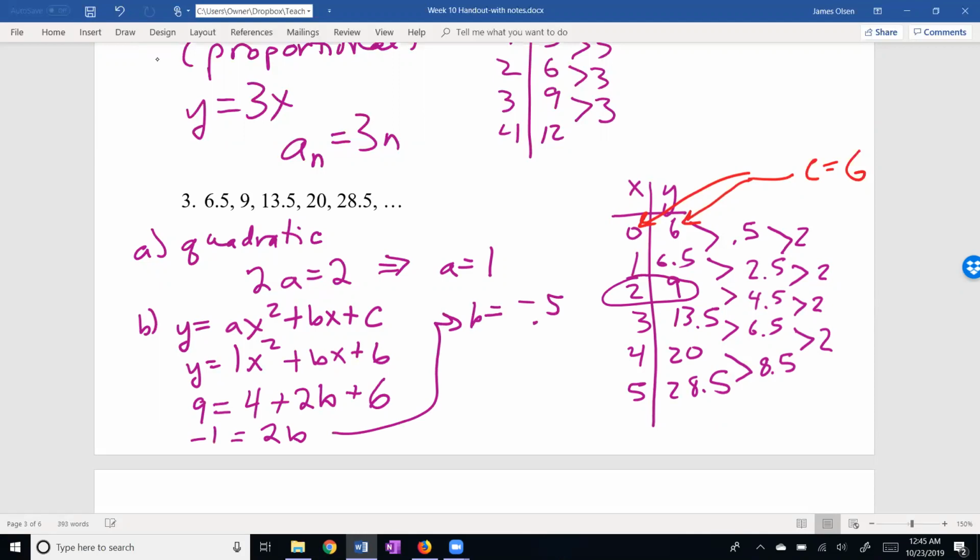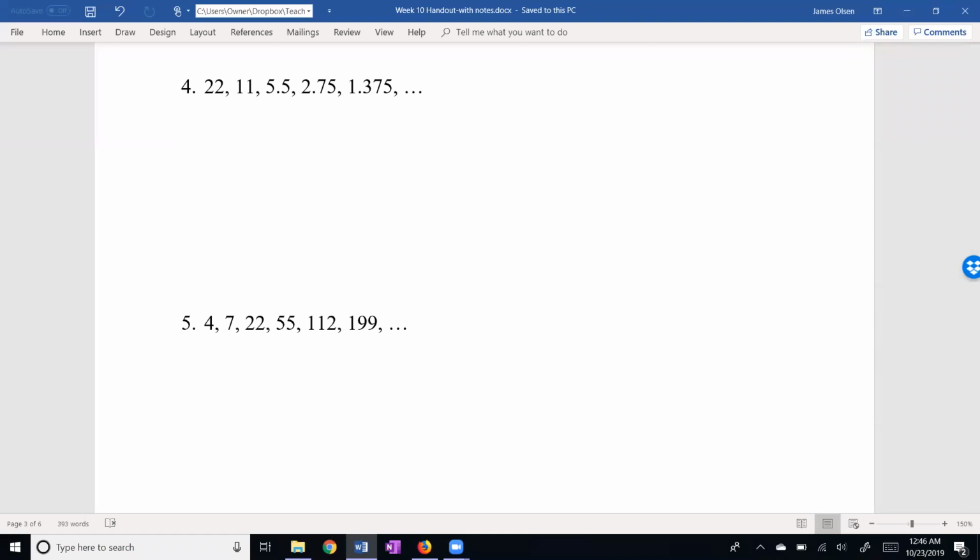So now I'm ready to write my equation. y equals x squared minus 0.5x plus 6, or a_n equals n squared minus 0.5n plus 6. Now let's move to example 4. So we need to write down our table.